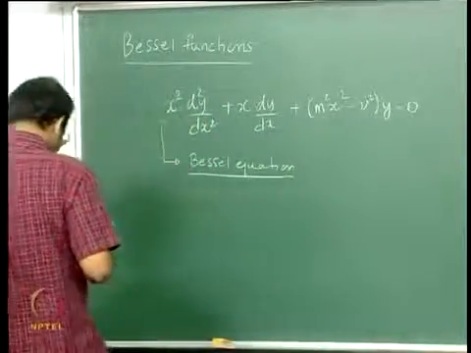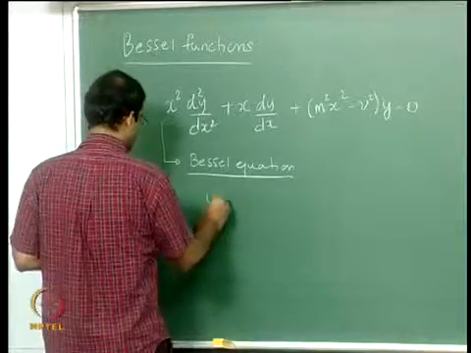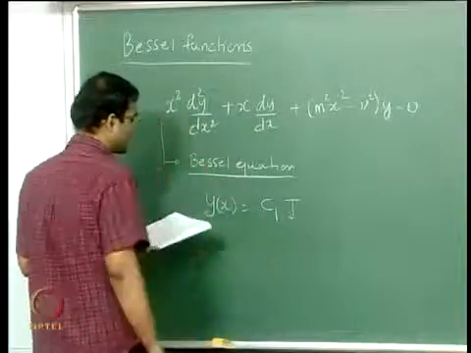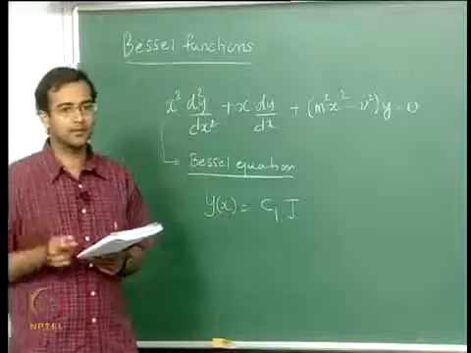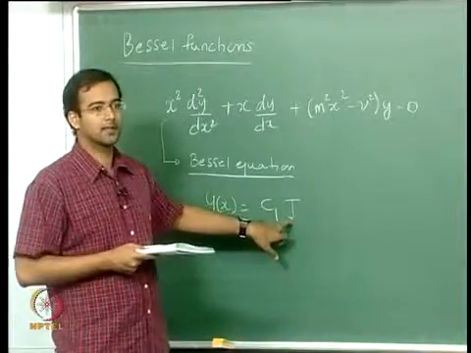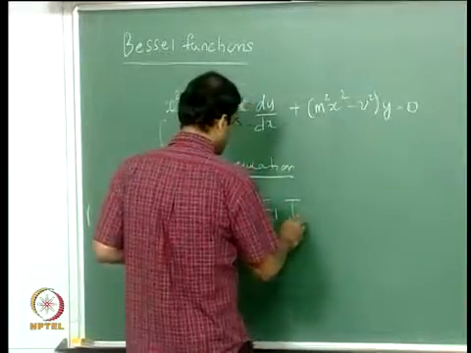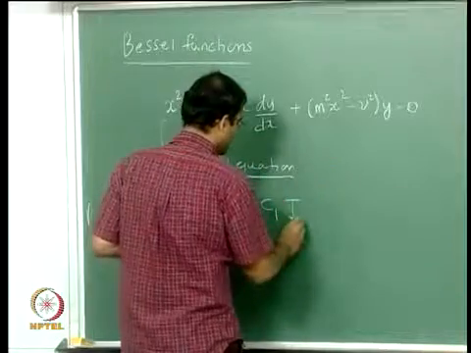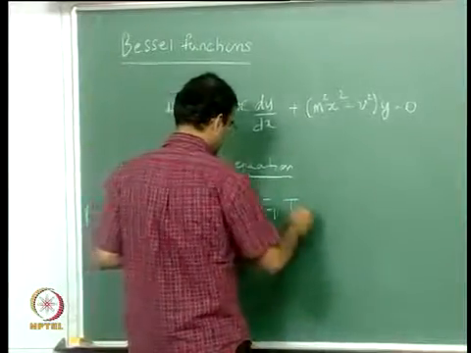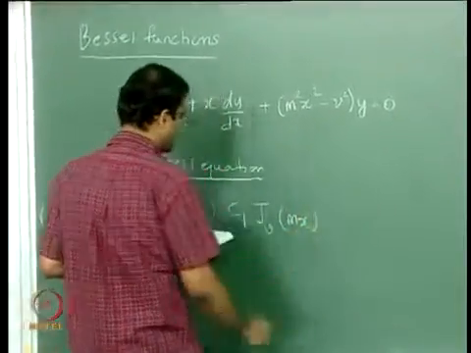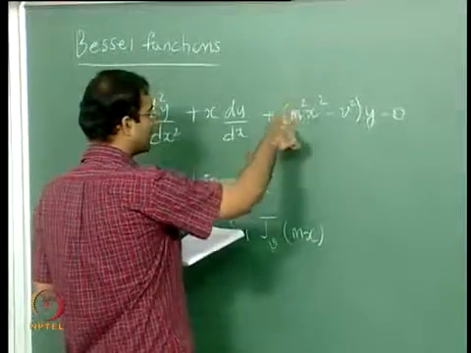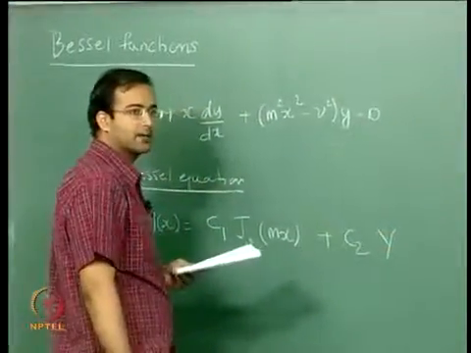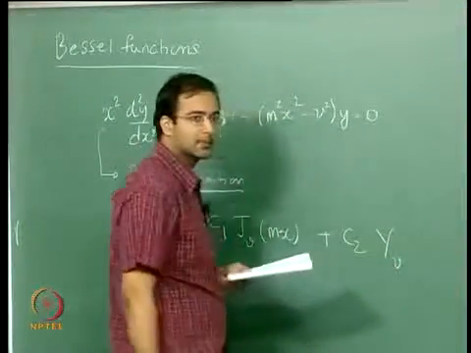So the solution to the Bessel equation is given as y of x is equal to some constant c1 times Bessel function. There are two kinds: the Bessel function of the first kind and the Bessel function of the second kind. The Bessel function of the first kind is represented by the letter J, and the order of the Bessel function is denoted by nu here. This is any real number. This is a function of m times x, where m is the value that you have got here, so J nu of mx, plus c2 times the Bessel function of the second kind, represented by the letter Y, where the order is represented by the subscript nu, Y nu of mx.